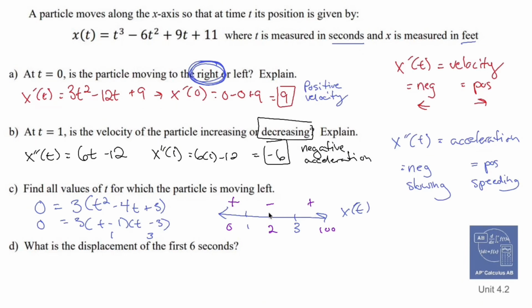According to my sign table, I am negative between 1 and 3, which means I'm moving left between 1 and 3. So the values of t where this particle is moving left is t in between 1 and 3. Including 1 and 3? No, because at 1, you're stopped, and at 3, you're stopped. This is me writing it out in inequality notation. You could use parentheses 1 comma 3. In between 1 second and 3 seconds is when we are moving to the left. Okay, so that is C.